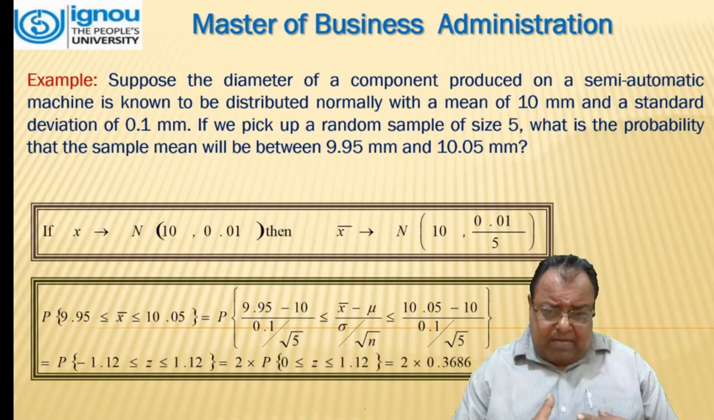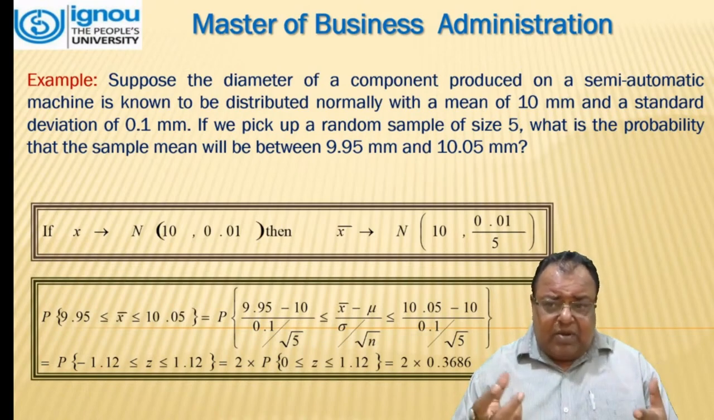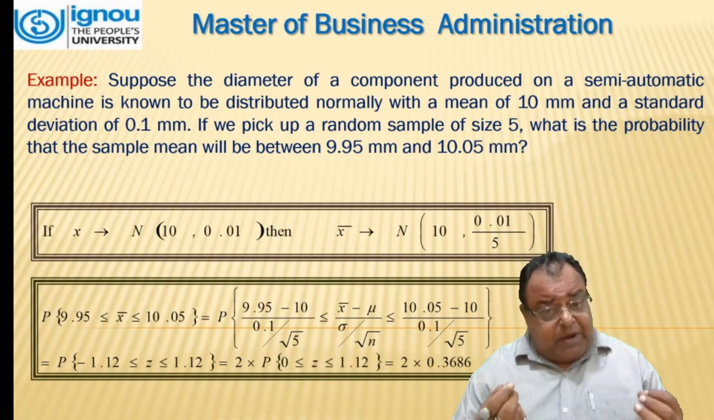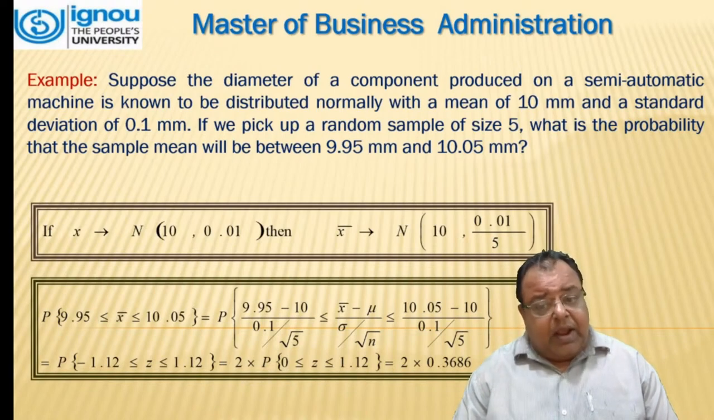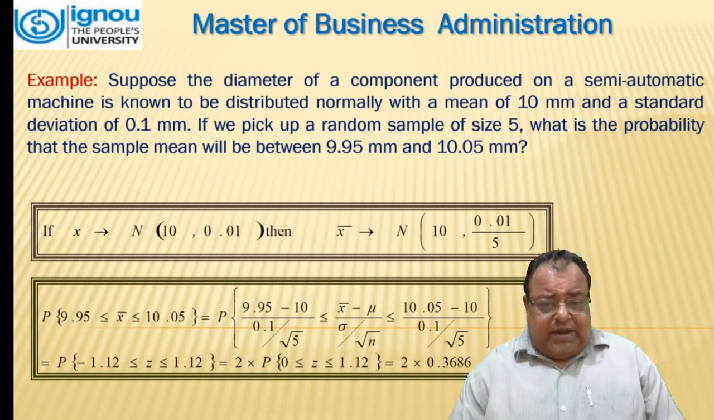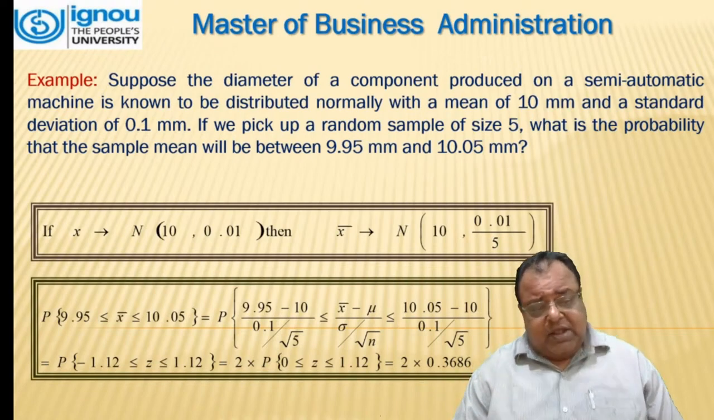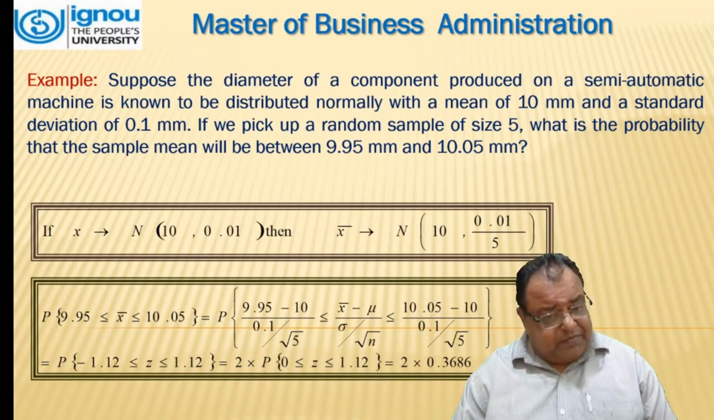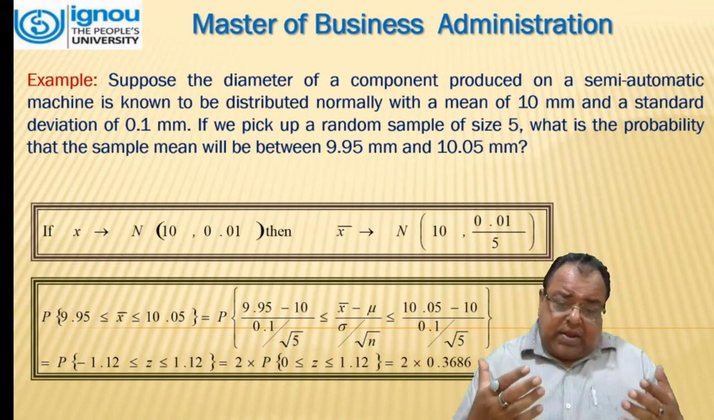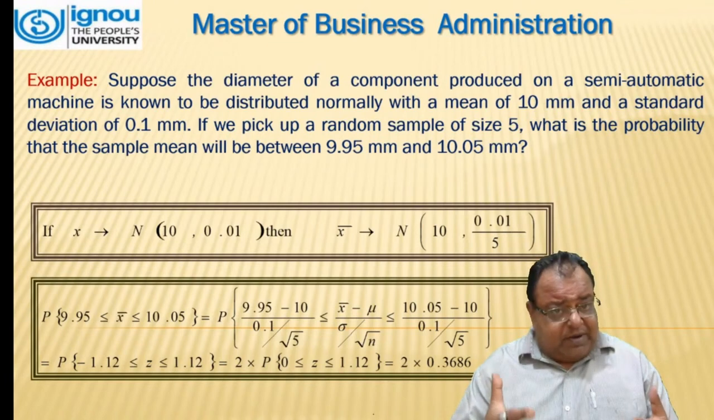We have to find the probability of the diameter of a component being between 9.95 mm and 10.05 mm. When we convert this into a mathematical expression, we can see that the probability is P(9.95 ≤ x̄ ≤ 10.05). We are aware that it is normally distributed, as it is already stated in the numerical problem.